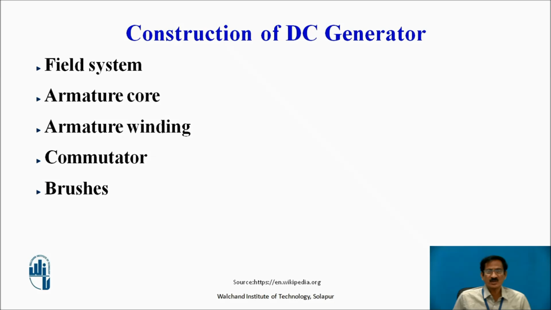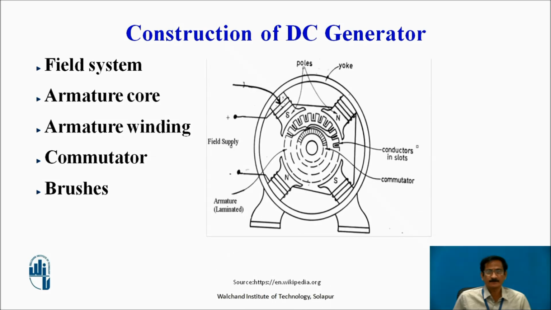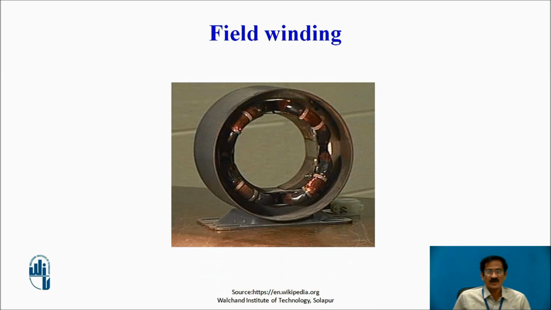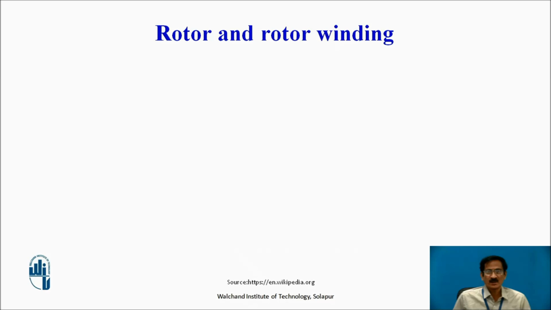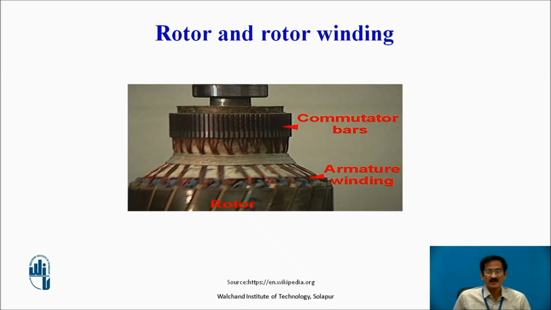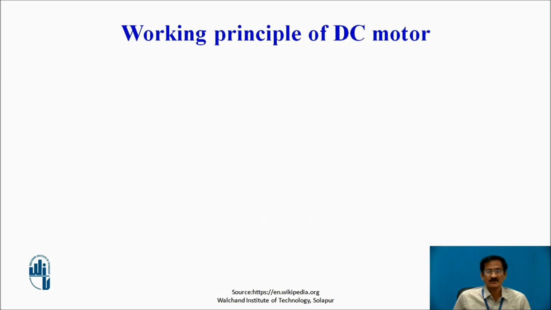Construction of a DC generator: field system, armature core, armature winding, commutator and the brushes. Field winding: this is an actual photograph of the field winding, which is wound on an outer stationary cylinder. Rotor and rotor winding: this is the middle part on which the conductors are mounted as an armature assembly. They are shorted at the end so that current can flow through this shorted conductor.